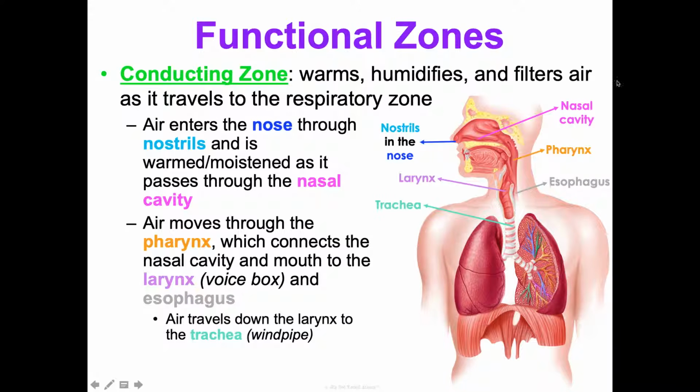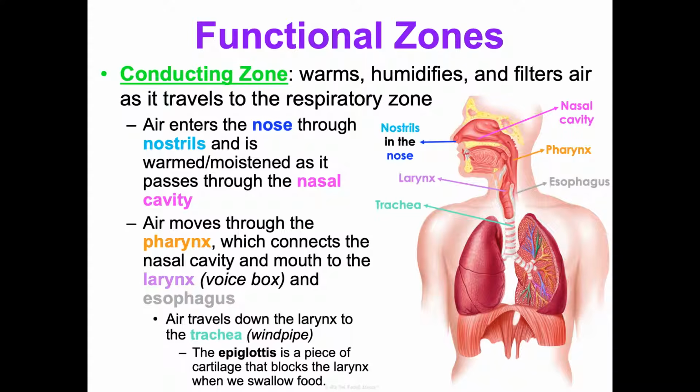So how do we make sure things don't go in your esophagus, or when you're eating, they don't go in your larynx? Because it looks very close together, and they are. Well, you have this piece of cartilage called the epiglottis, and when you swallow, it blocks your larynx so that your food will travel down your esophagus and get to your digestive system. And we'll talk more about your esophagus and digestion in Unit 5.